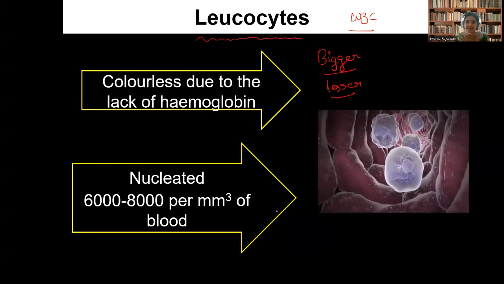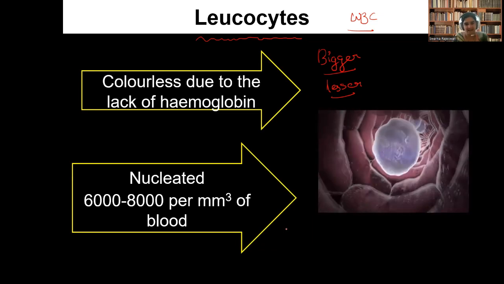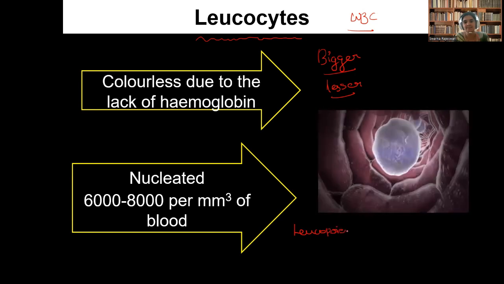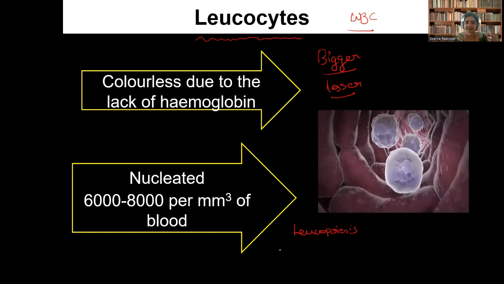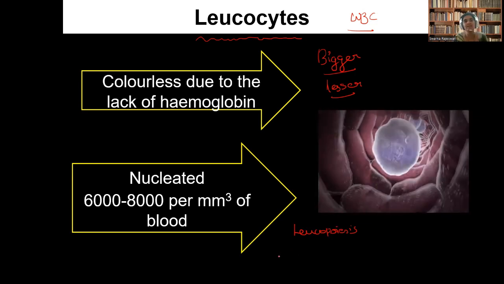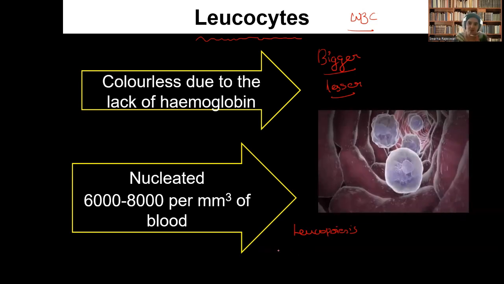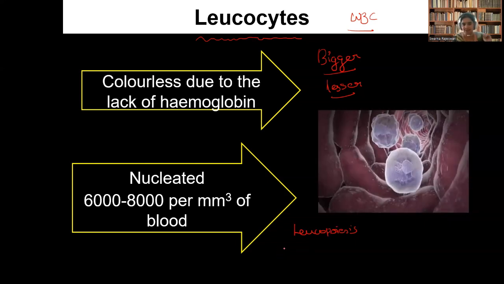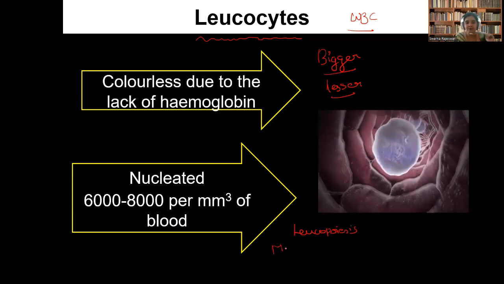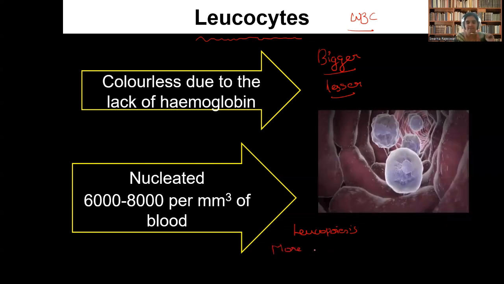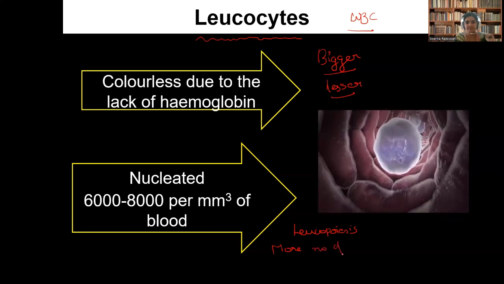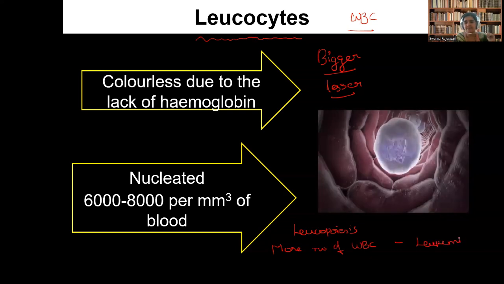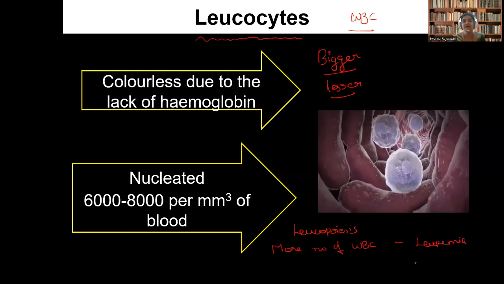The formation of the leukocytes occurs in the bone marrow, and the formation of leukocytes we call leukopoiesis. The number of the leukocytes is about 6,000 to 8,000 per cubic mm of the blood. Here also, a more than normal number of WBC is dangerous, and a lesser number of WBCs is also dangerous. A very large number of WBCs, we call leukemia.